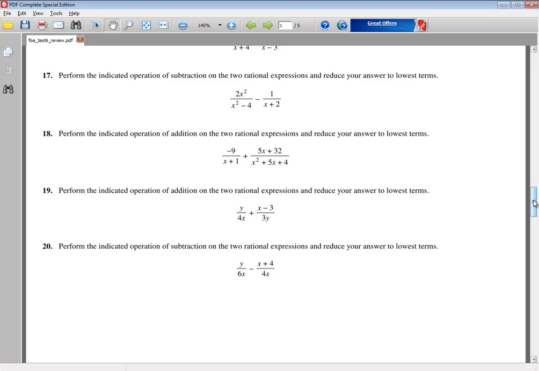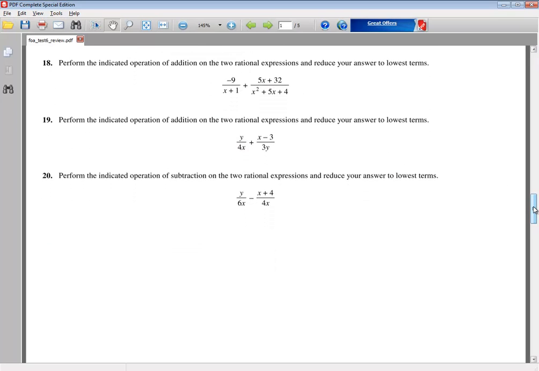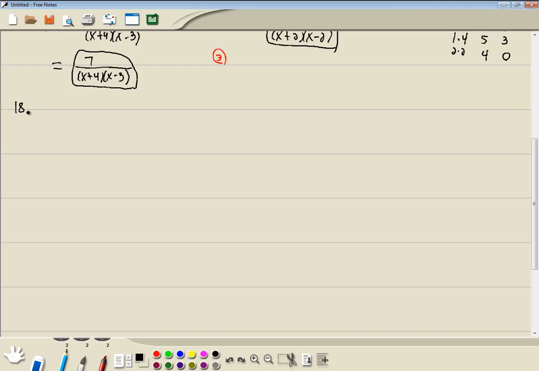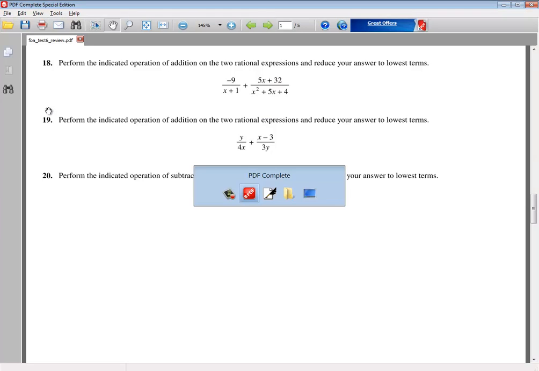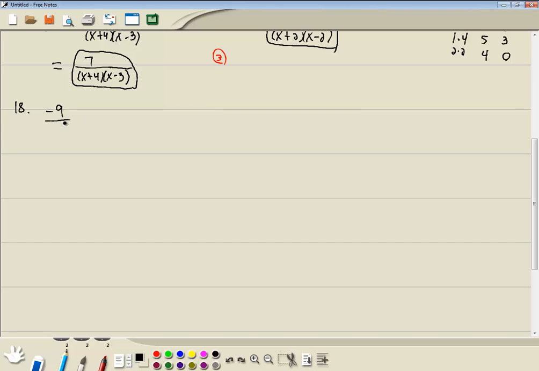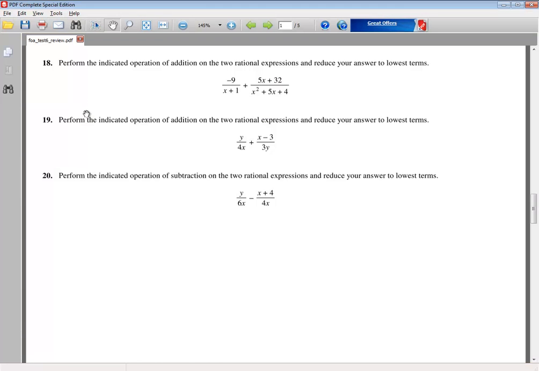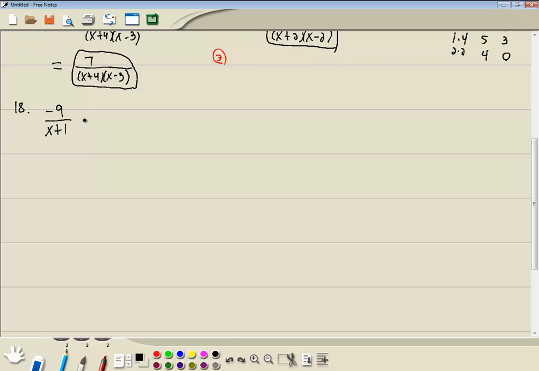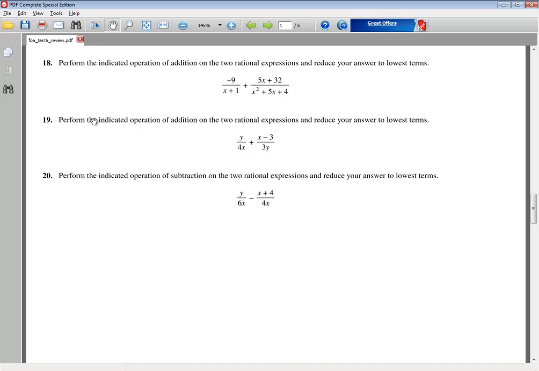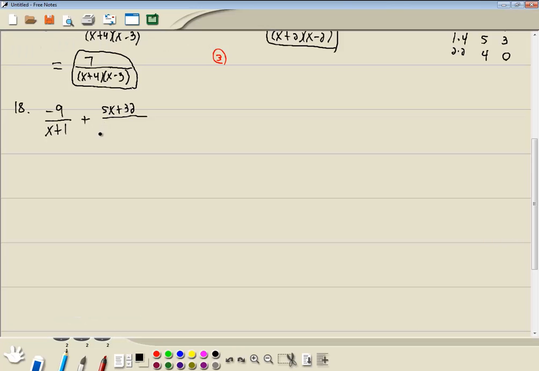Okay, let's take a look at number 18. We've got negative 9 over x plus 1 plus 5x plus 32 over x squared plus 5x plus 4. Okay, now we're going to need to get a common denominator, and our first thing we need to do is factor all of our denominators.